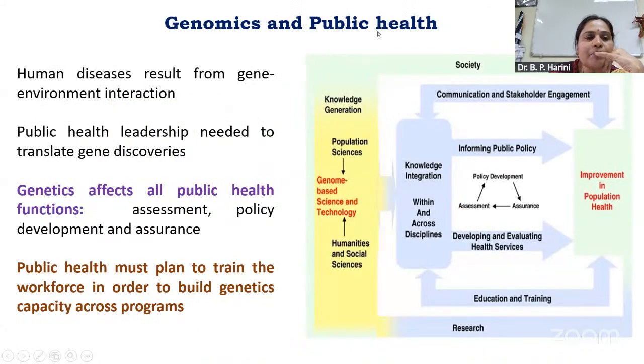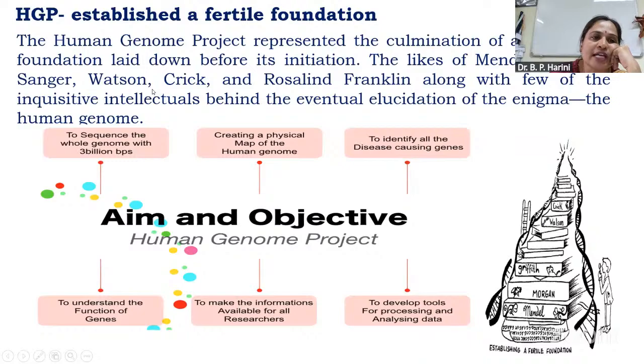Coming to genomics and public health, human disease results from gene and environmental interaction. So public health leadership is needed to translate gene discoveries. Genetics affects all the public health functions in the form of assessment, policy development, and assurance. Public health must plan to train the workforce in order to build genetics capacity across programs, and the knowledge generation, population sciences, genome-based science and technology, humanities, and social sciences. So it has a lot of societal impact.